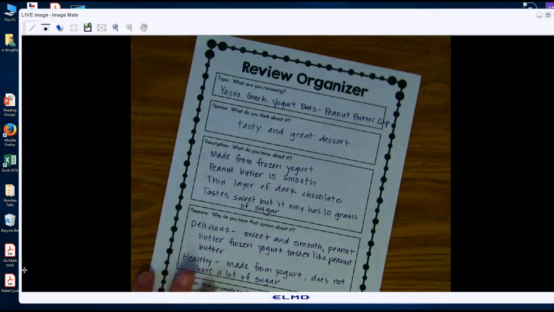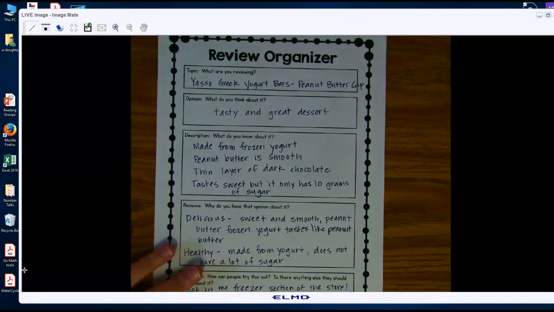Let's see, I didn't get mine out. What do I do with it? This is what I couldn't find the other day. There it is.